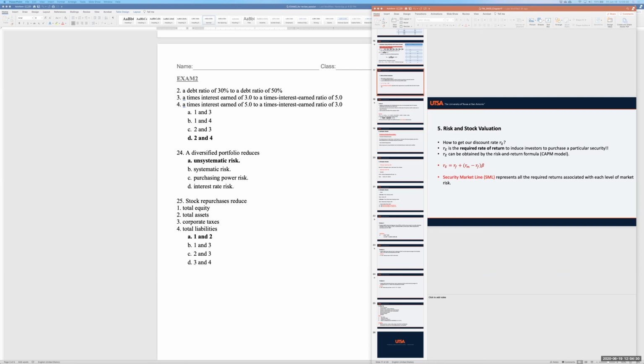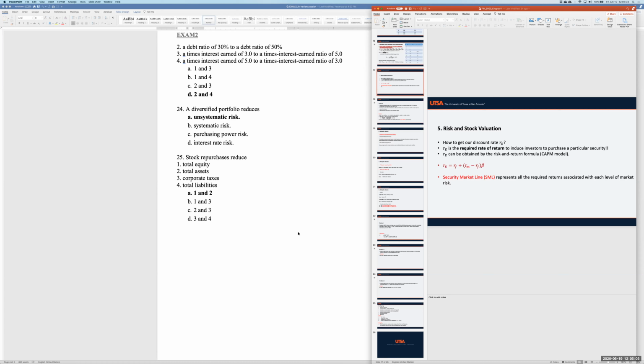I don't remember where I put the figure regarding the systematic and unsystematic risk, but systematic risk is stable. Okay, I couldn't find it right now, but you may remember it. I showed the figure in the slides, and the systematic risk is just the same, whether you have a diversified portfolio or an undiversified portfolio, but you can reduce your unsystematic risk by having a diversified portfolio. So the answer is A.